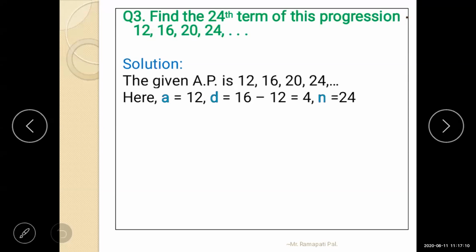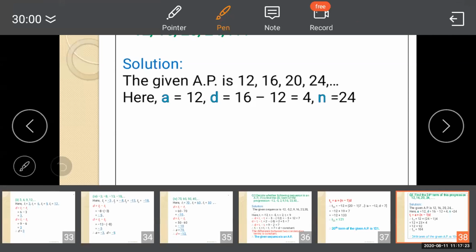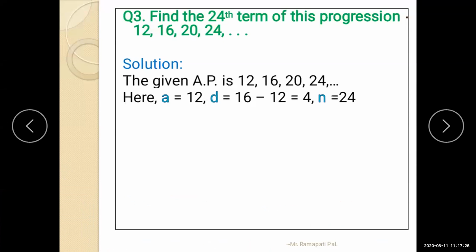Okay. So A is equal to 12. D is equal to 16 minus 12, that is T2 minus T1. So we get D is equal to 4 and N is equal to 24. Now don't get confused, okay? Here we have to find out the 24th term. Here also it is 24, but both are different. We have to find the 24th term. Therefore, N is 24. Is it clear? Okay.